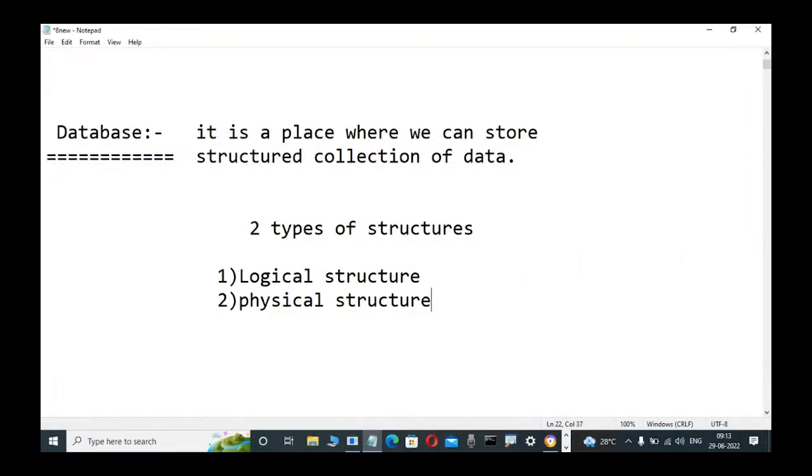Logical or physical? Maybe guess it. This one you are guessing, very easy. Very good. So many fellows are telling in our class: only logical structure. That is 100% correct. Very good. That is correct, logical structure only.